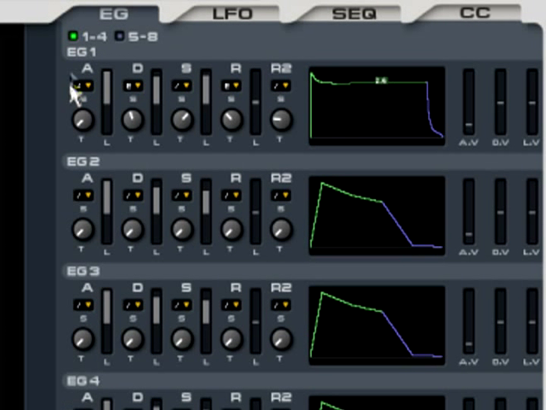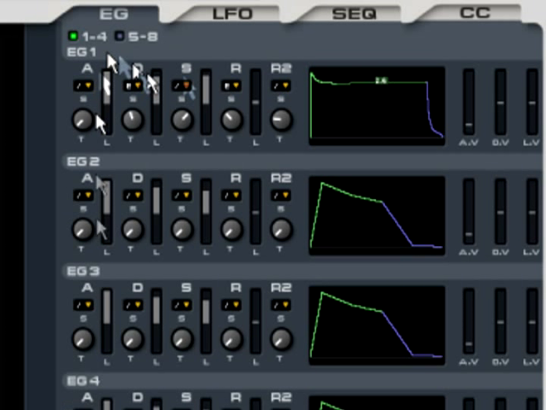The first thing you might want to know is the EG1 is hard-coded to the volume of the voice. So no matter if you have some crazy loud distortion or whatever in the signal path, the volume will always be decided by this thing, by EG1. So now you know that.